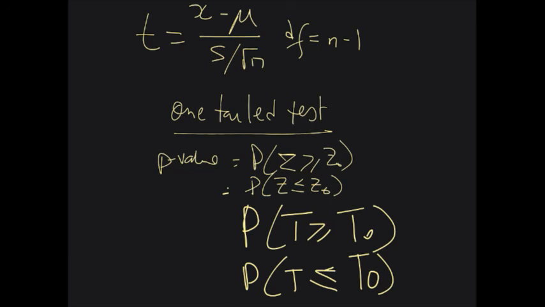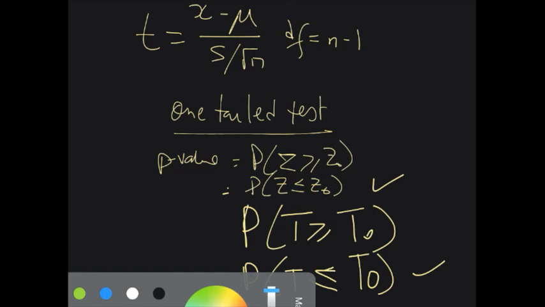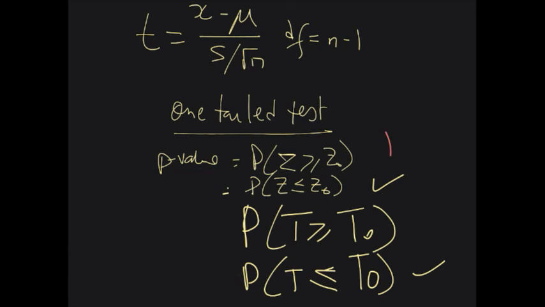And the one that you use will depend on the direction. If it is a left-tailed test, you'll end up using this value or this value. If it is a right-tailed test, you'll end up using this value or this value. Because if it's a right-tailed test, it will be z greater than or equal to z0. If it is a left-tailed test, z less than or equal to z0. And the same thing for t.